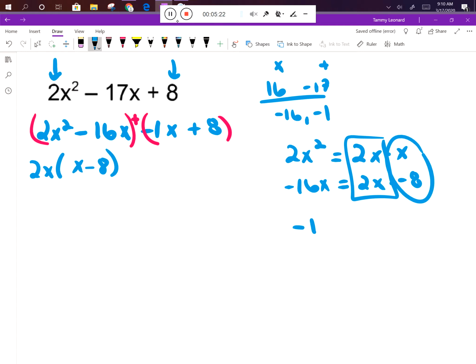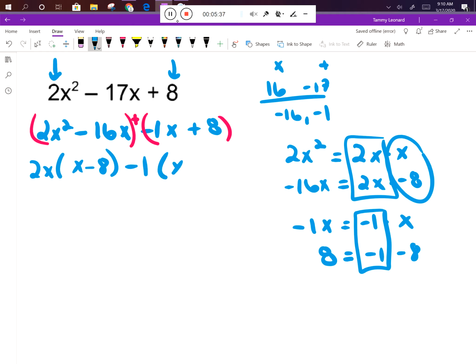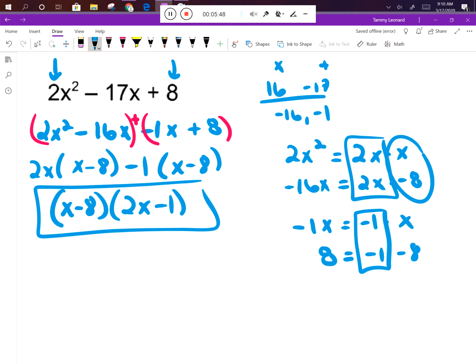Then we look at -1x and +8. So they only share a -1. The top needs to multiply by x and the bottom by a -8 in order to get back to their original problems. So we can factor out a -1, leaving behind an x minus 8. Those two parts have an x minus 8 in common. So I factor that out and it leaves behind a 2x minus 1. There's our answer.